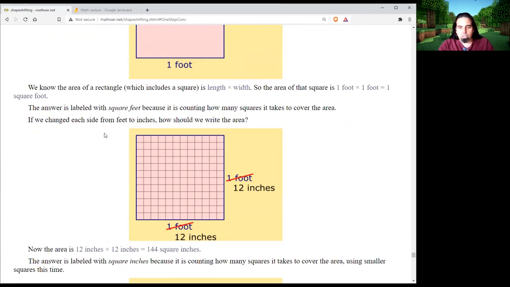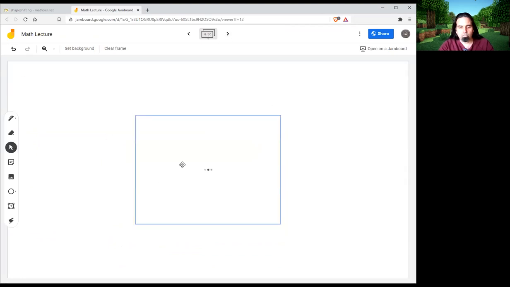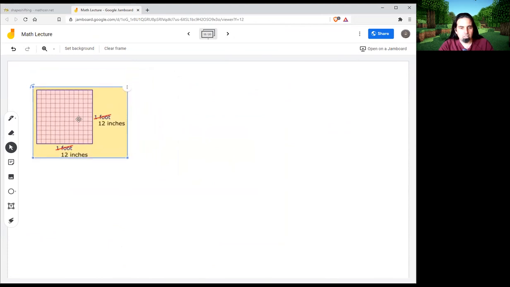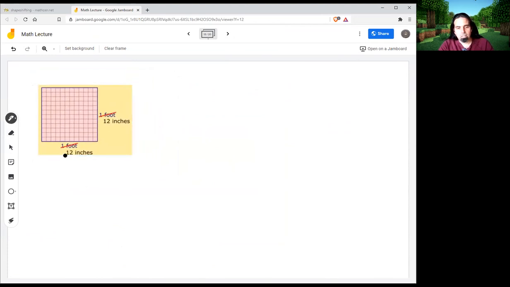If we changed from feet to inches, then what do we do? So now I have broken apart my square, which is the same size, into inches. If I do length times width, 12 times 12, then I'm going to get 144 square inches. Everyone see the 144 happening?